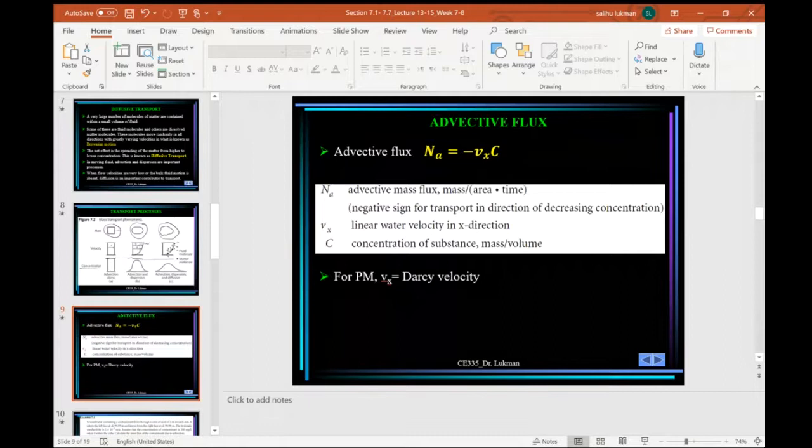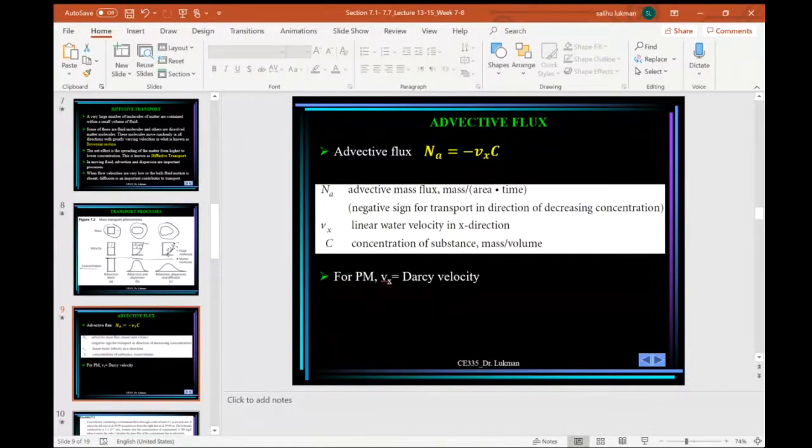The negative sign for the transport is because it is in the direction of decreasing concentration. You have C to be the concentration of the substance, which is simply mass per volume. It can be milligram per milliliter or milligram per liter, as the case may be, depending on the unit used to express the concentration.